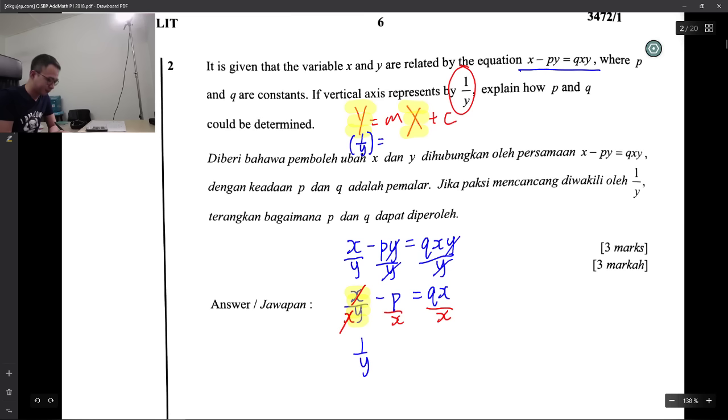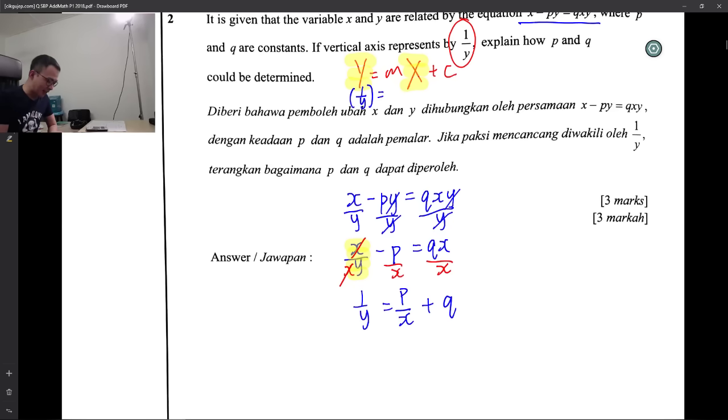The p over x here, I will actually move to the other side. So we will have plus p over x plus q. So you realize I have the 1 over y over here. And if I were to make this into y equals to mx plus c, this should be 1 over y equals to p, 1 over x plus q.